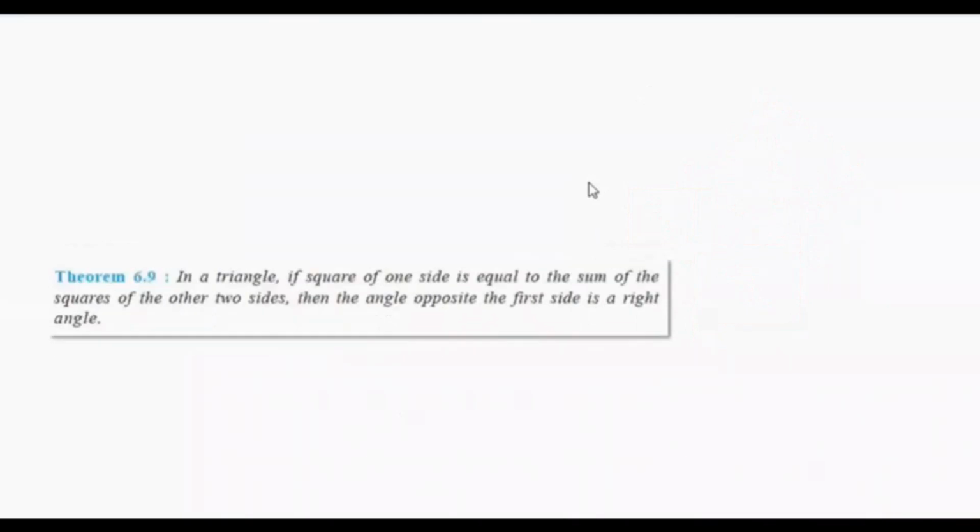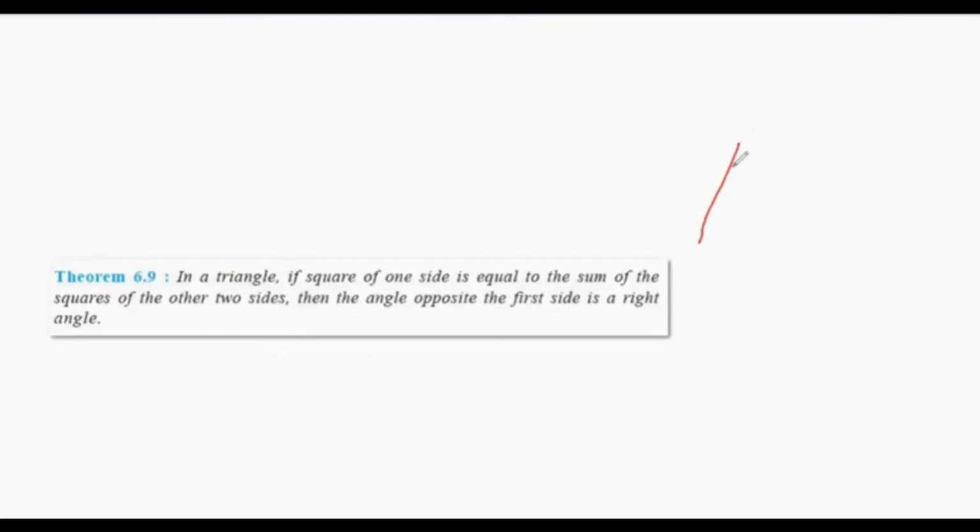Here the proof is not important. I don't wish to explain the proof. So look here, theorem 6.9. In a triangle, if the square of one side is equal to the sum of the squares of the other two sides, then the angle opposite the first side is a right angle. That means the triangle is a right triangle.